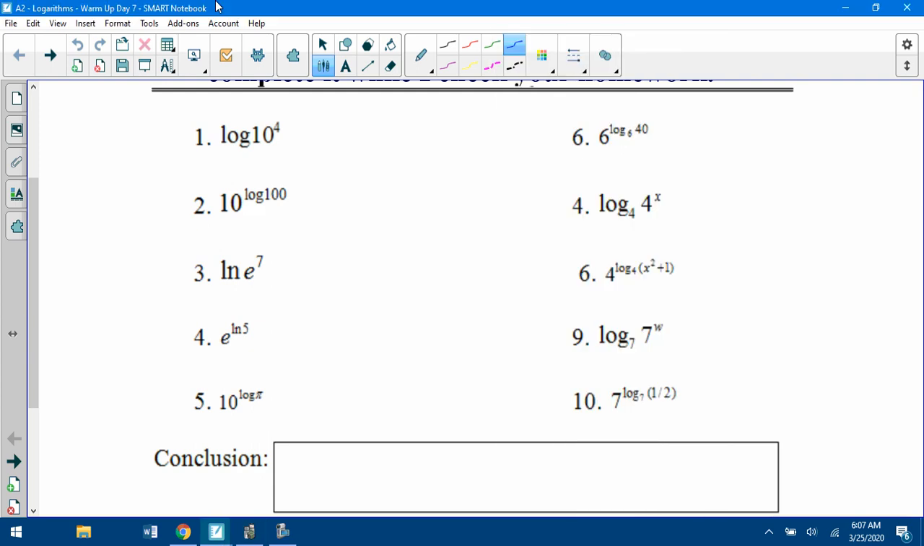Four. So everything on the left side is easy to type into the calculator because it's just log or ln. On the right side, see if once you do the left side, you see the pattern if you don't know it already. Then see if you can do the right side without typing into the calculator. Okay, so pause the video, take a couple minutes, and do this.